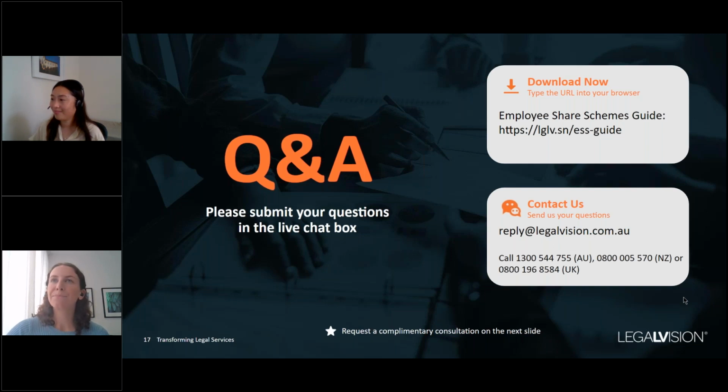Perfect. There's also a question here around whether the $30,000 monetary cap means a cap on the amount paid by the employee when exercising their option. So the cap is in relation to the amount that the employee needs to actually pay. So yes, it's the amount that the employee will need to pay for the exercise price at the point of exercise. That's how you're considering whether you comply with the monetary cap.